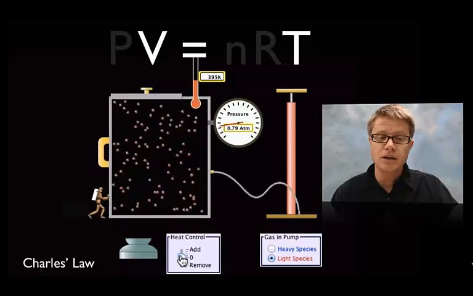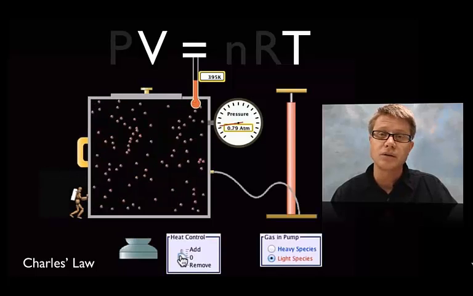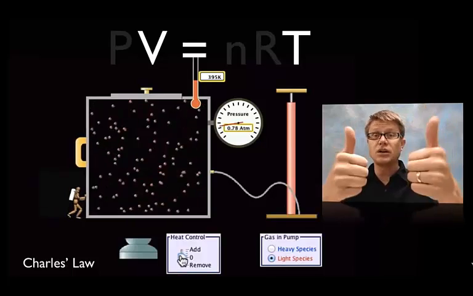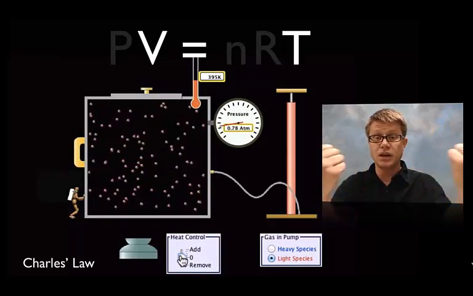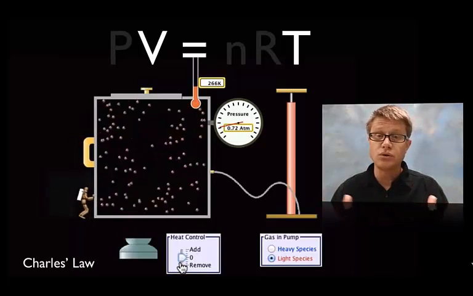And so now we're going to increase temperature. So we're adding heat, and watch what happens to the volume. As we increase the temperature, the volume got bigger as long as we kept the pressure the same. Why is that? As we're increasing temperature, there's more kinetic movement.